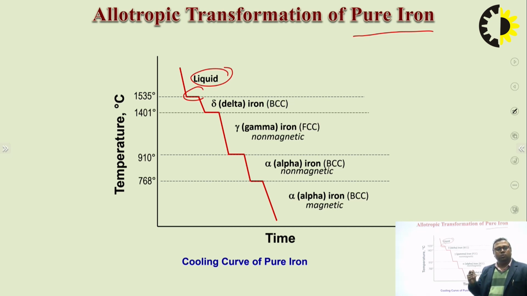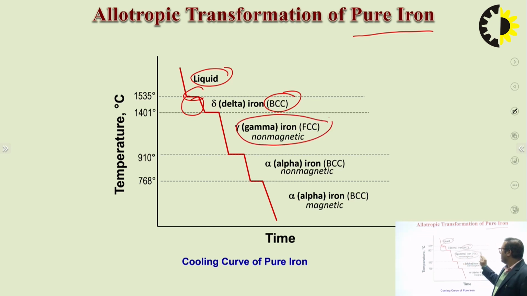And as we go on cooling this iron, we can see that a solid phase has been formed, and this solid phase is known as delta iron, which is in the BCC structure. This delta iron temperature ranges from 1401 degrees to 1535 degrees. Then second is the gamma iron. This gamma iron is also known as the austenitic phase, and it has an FCC structure, which is non-magnetic, and the temperature ranges from 910 degrees centigrade to 1401 degrees centigrade.